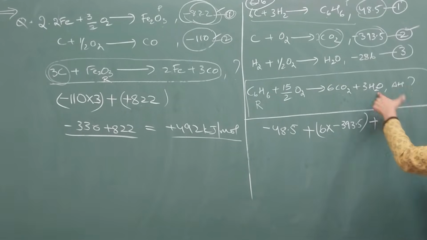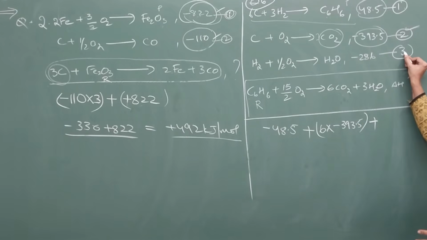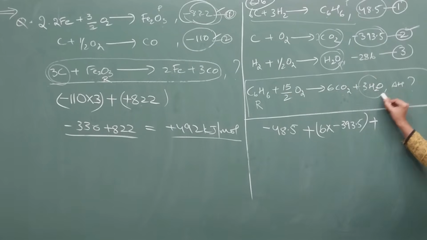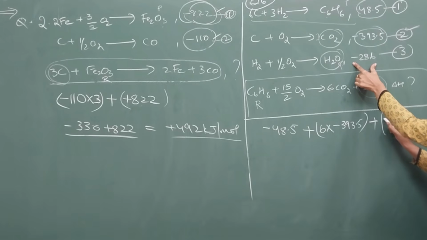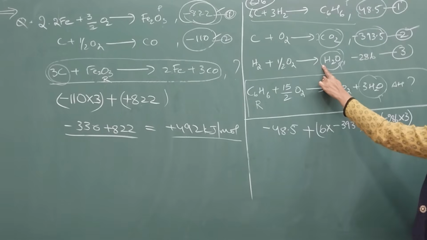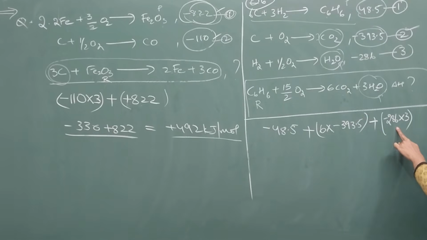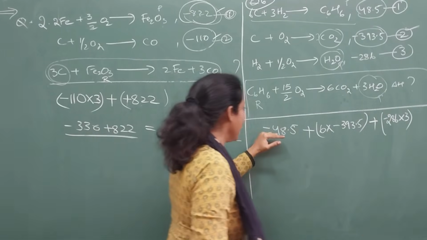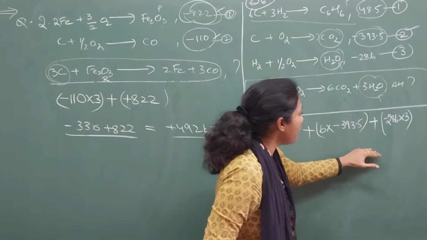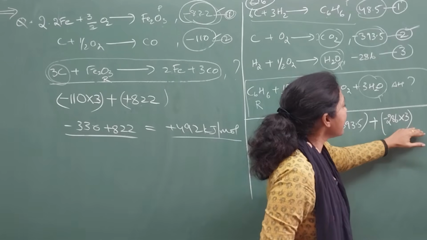Water. Okay, so where is water in the given reaction? In the equation 3. Position you check first. Water is in product side, here also water is in product side. So I will take the same number, okay, minus 286. Should I multiply with any number? Yes, I need to multiply with 3, because in the given equation it is 1 mole, here it is 3 moles. So 3. So just you are adding minus 48.5, 6 into 393.5 plus minus 286 into 3.